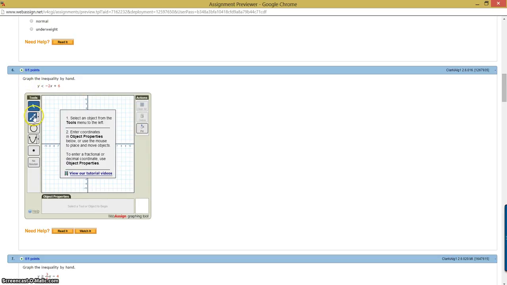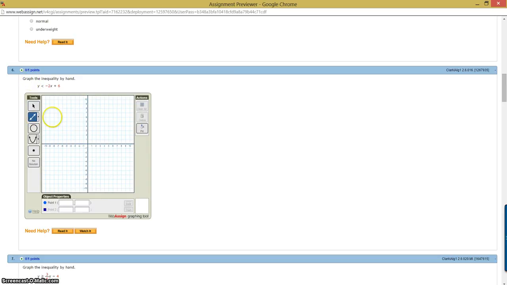So I'm going to grab the line tool, and I'm going to plot the y-intercept, which is 6, and use the slope, which is -2. I'm rising 2 units in the negative direction and running 1 unit in the positive. I put the negative on the top of my rise over run fraction. This gives me that nice negative slope.